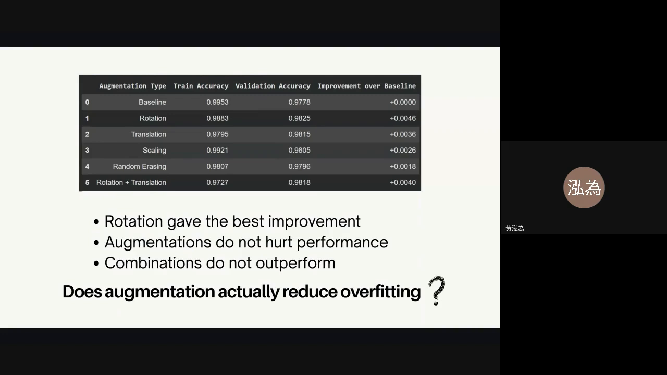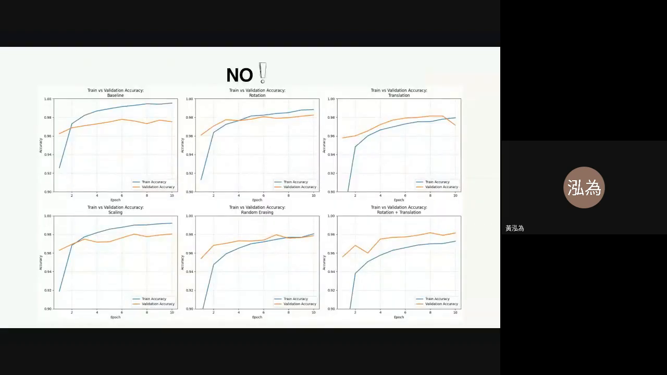Finally, we want to answer the most important question. Does augmentation actually reduce overfitting? To show this, we plotted learning curves for all our experiments in this 2x3 grid. If you look at the baseline plot on the top left, you can clearly see the blue line, the training accuracy, shooting up toward 1.0, while the orange validation line stays flat at the bottom. That wide gap is the visual definition of overfitting.